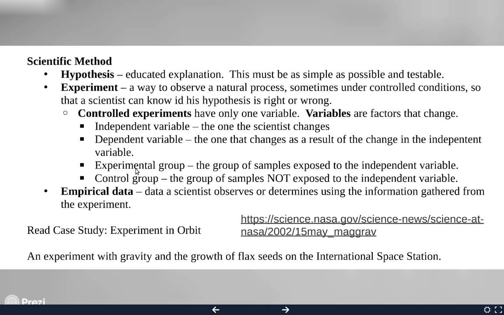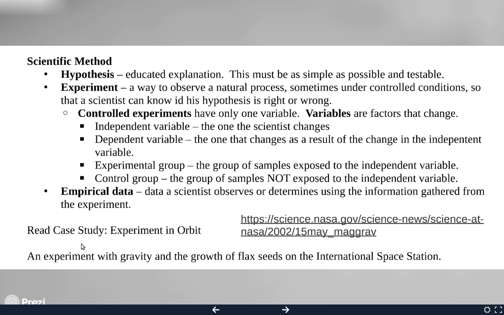And then an experimental group is the group of samples exposed to the independent variable. The control group is the group of samples not exposed to the independent variable. So we're going to have a group we don't do anything to, and then we're going to have a group we do something to, and what we're going to do to them is change this independent variable. Empirical data is just the data you collect through doing this experiment. And so it's data a scientist observes or determines using the information gathered from the experiment.